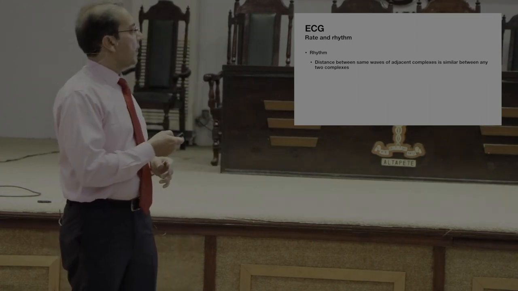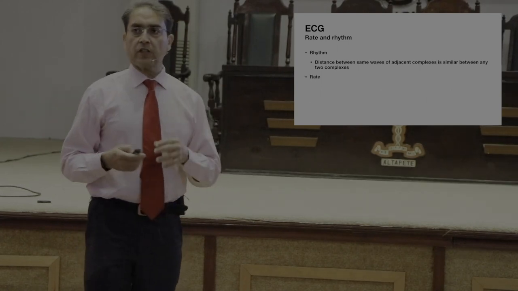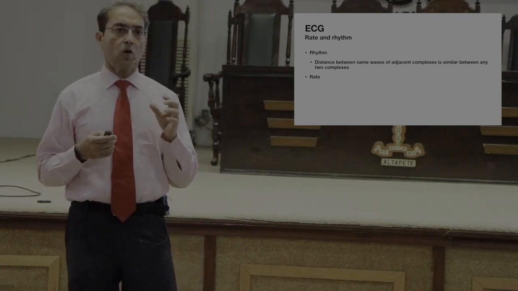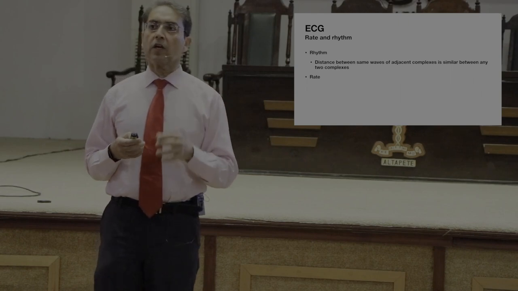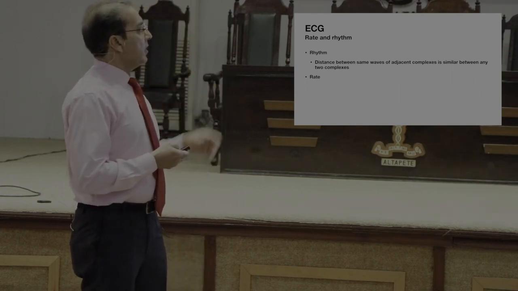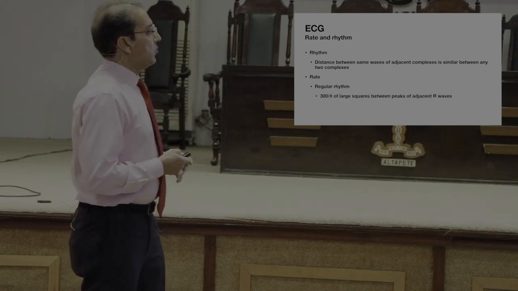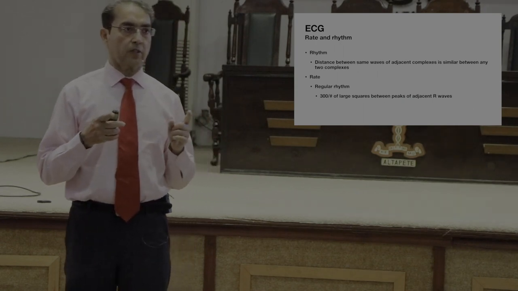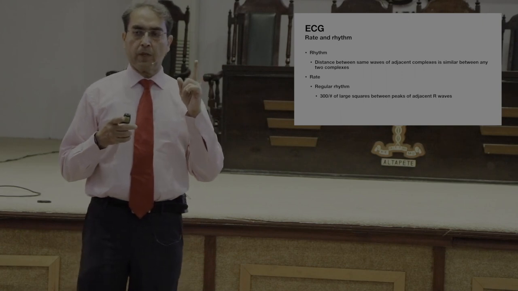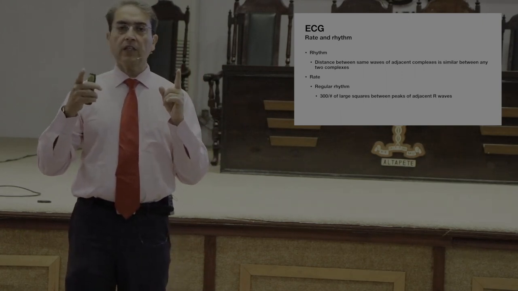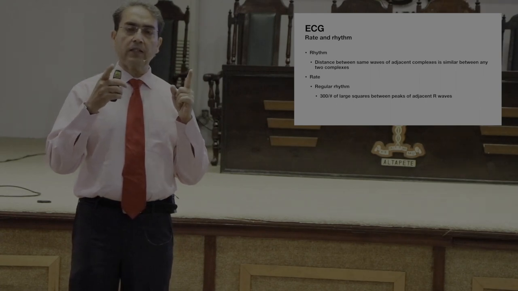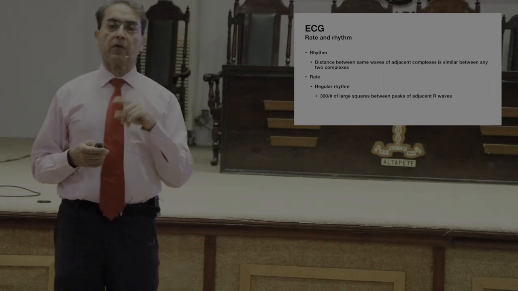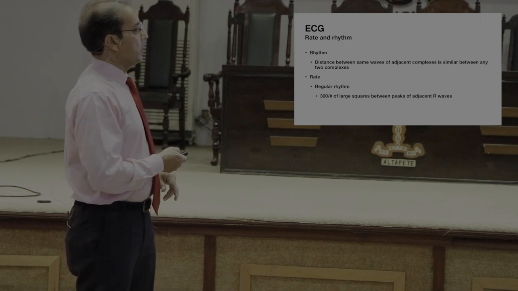So they should be equidistant. Now we first see the rhythm: if the ECG is regular, how to calculate the heart rate, or if the ECG is irregular, then how to calculate the heart rate. If the rhythm is regular, we divide 300 by the number of large squares between the peaks of two adjacent R waves. We take complex 1, we take the tip of its R wave, we take complex 2, we see the tip of its R wave, and we see the distance between these two R waves. We divide 300 by the number of large squares, and this gives us the heart rate. So you can see that.